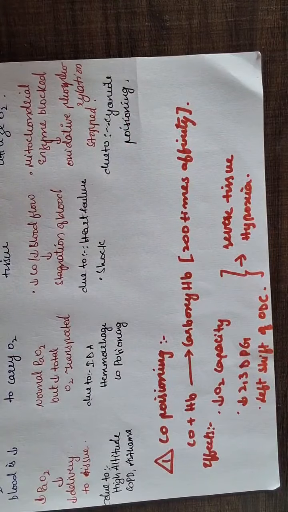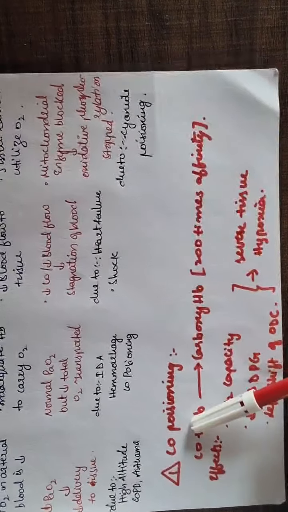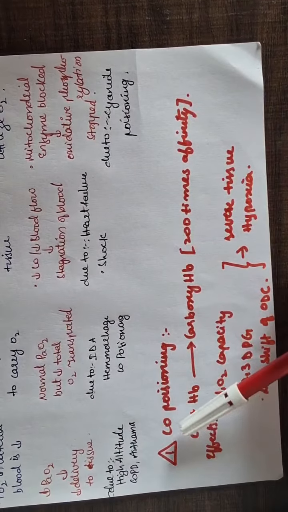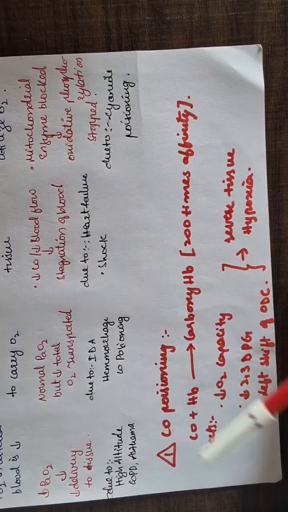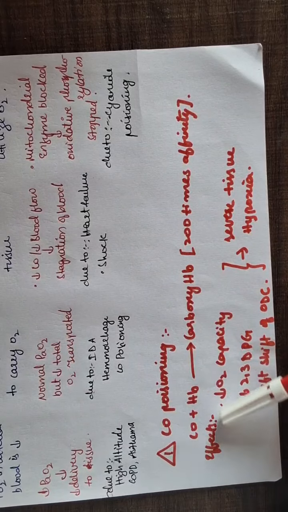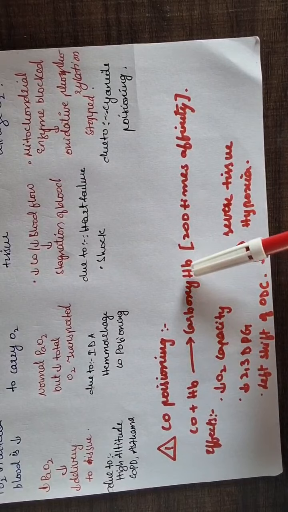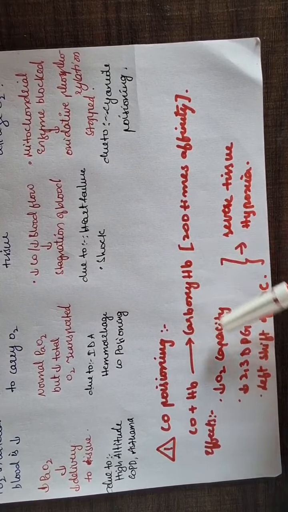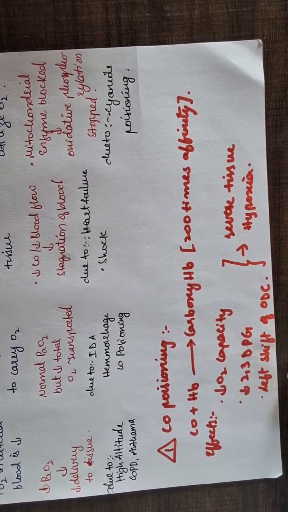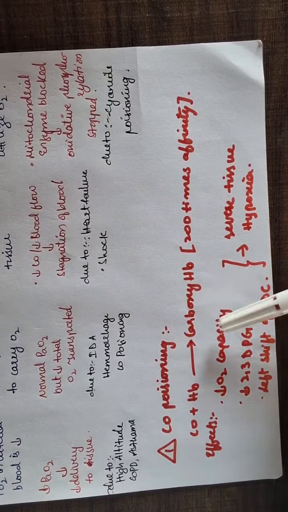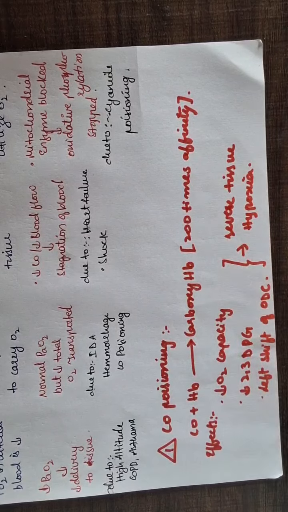Now, in anemic hypoxia, we have a special case: carbon monoxide poisoning. That is, increase in inhalation of carbon monoxide. Carbon monoxide has 200 times more affinity than that of oxygen to bind to hemoglobin. So when carbon monoxide binds to hemoglobin, it forms carboxyhemoglobin. And the effects of carboxyhemoglobin are decrease in oxygen capacity, decrease in 2,3-DPG, and left shift of the oxygen dissociation curve. And these effects will cause severe tissue hypoxia.